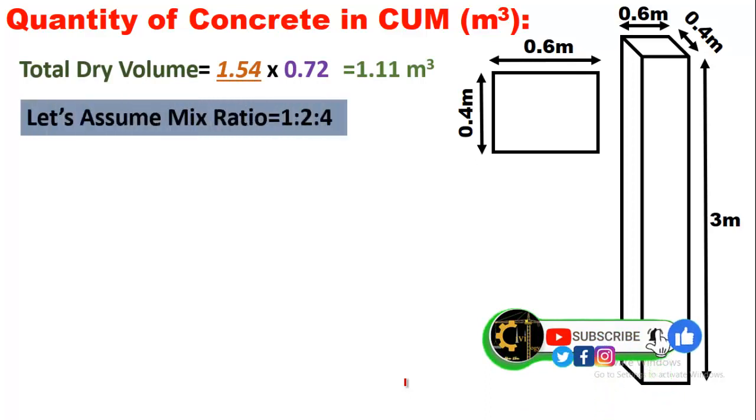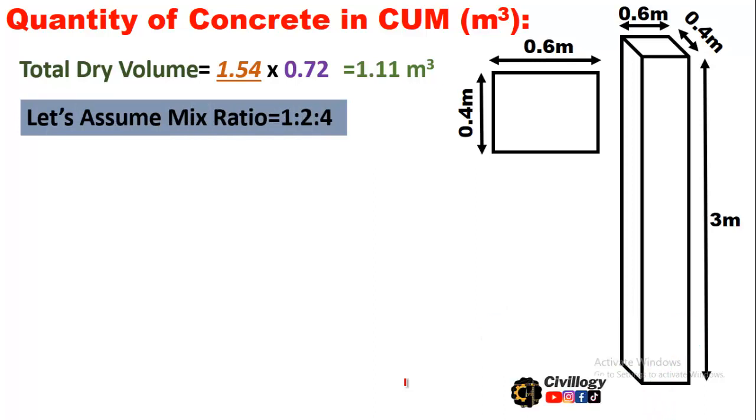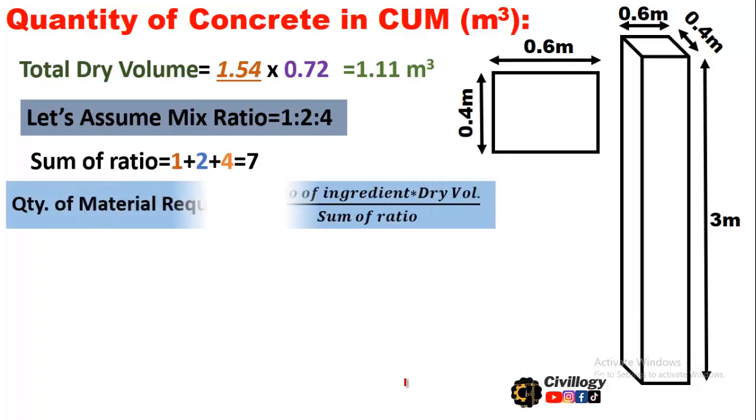Let's assume the mix ratio is 1:2:4 and M15 grade. The sum of the ratio is 1 plus 2 plus 4, which is equal to 7. Then we will use this formula for calculation of each ingredient: the ratio of the ingredient multiplied by the dry volume, divided by the sum of ratio, which is 7.